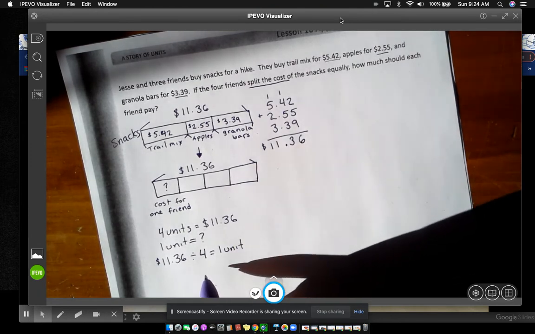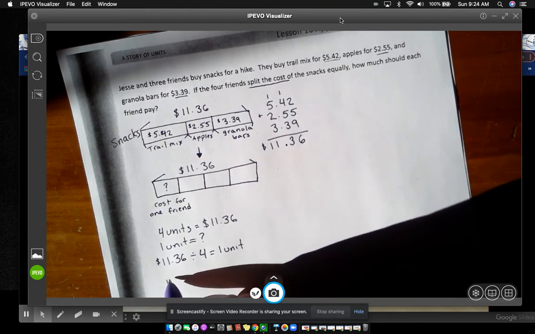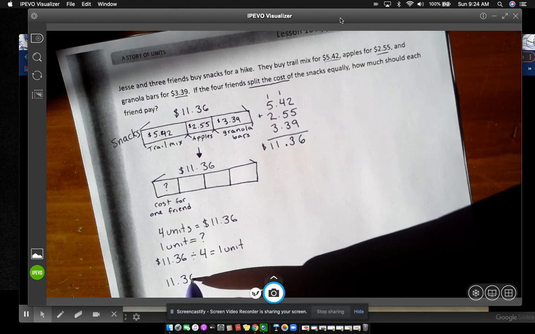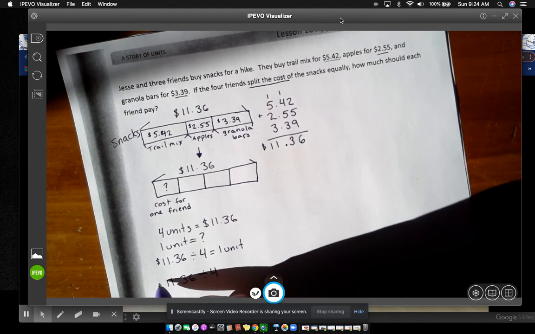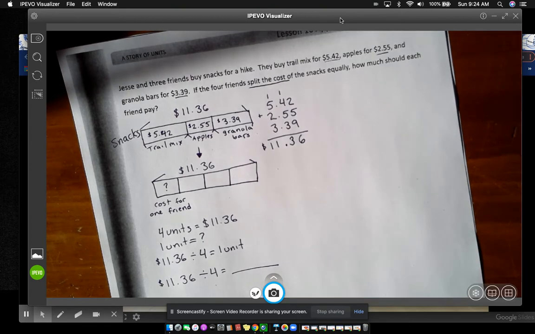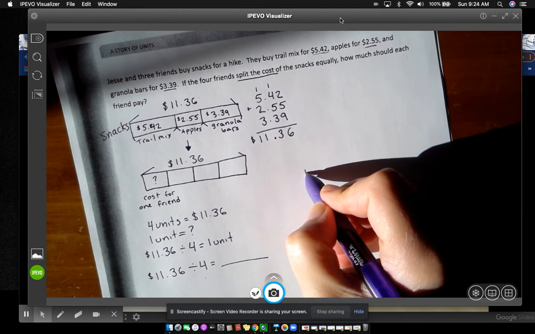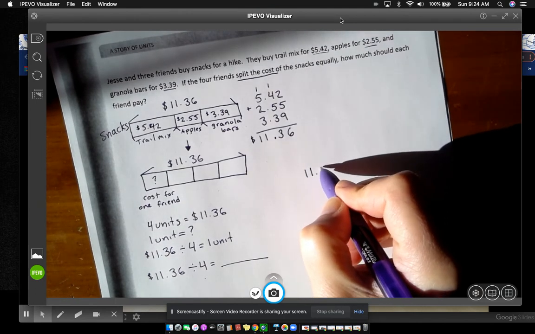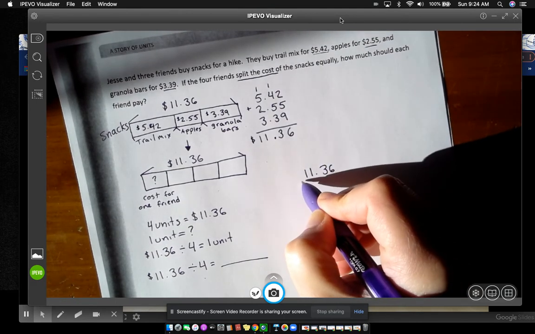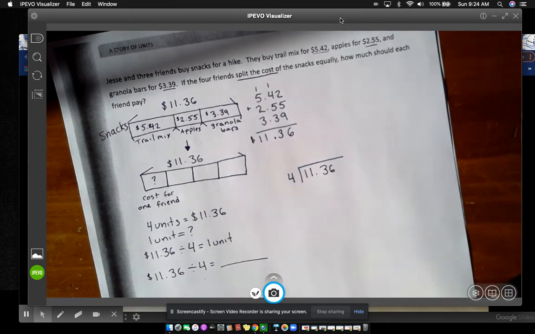All right, and so to set that up again, like before, I'm going to set up $11.36 divided by 4 equals, and I'm going to leave a blank spot to fill in when I'm done doing my work. I'm going to set this up in a standard algorithm, $11.36, and I'm going to leave the dollar sign off just for now, just so I have room to work.